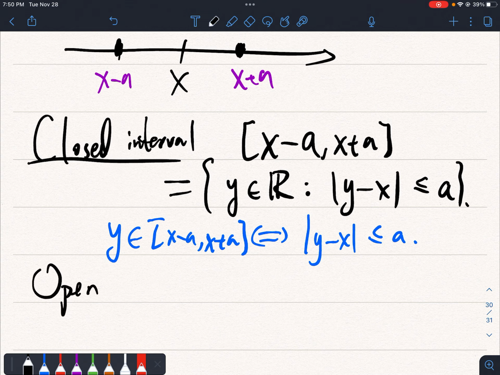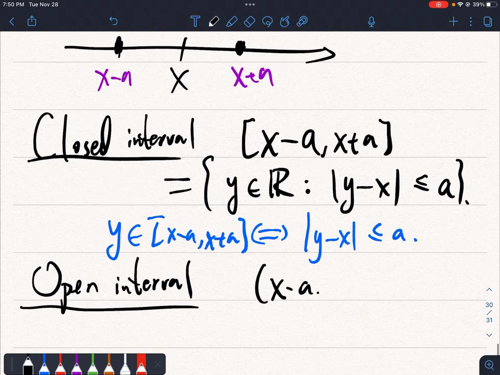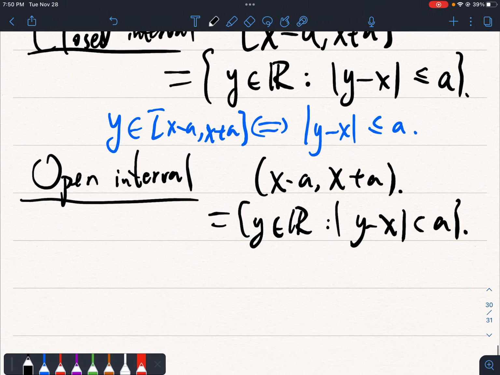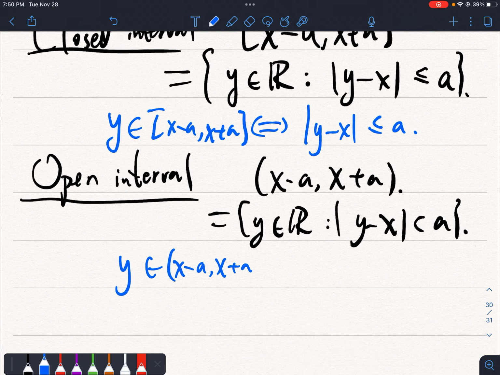Okay? And similarly, we can have the notion of an open interval around x. When I say around, it means it is symmetric along the point x. So then it will be x minus a and x plus a. This will be the set of all y in R such that the absolute value is less than a. So which means y is in the open interval x minus a, x plus a if and only if this absolute value is strictly less than a.